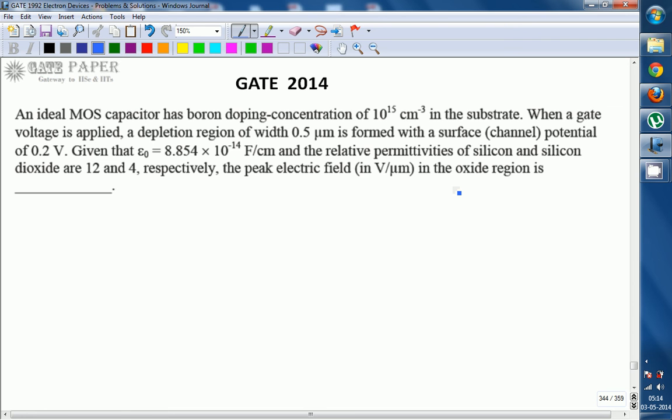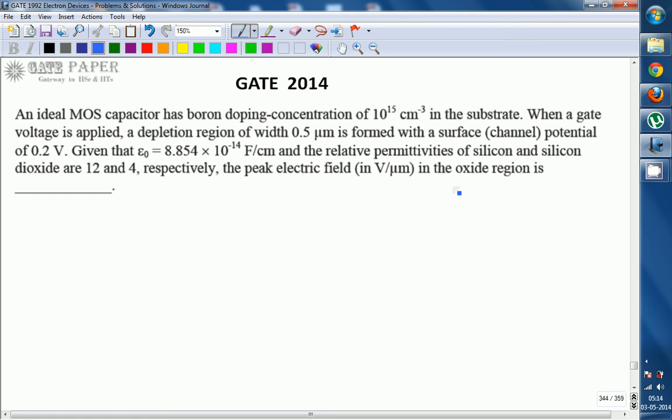An ideal MOS capacitor has boron doping concentration of 10 power 15 per centimeter cube in the substrate. When a gate voltage is applied, a depletion region of width 0.5 micrometers is formed with a surface potential of 0.2 volts. Given that epsilon naught is 8.854 into 10 power minus 14 farad per centimeter and the relative permittivities of silicon and silicon dioxide are 12 and 4 respectively, then the peak electric field in volt per micrometer in the oxide region is dash.